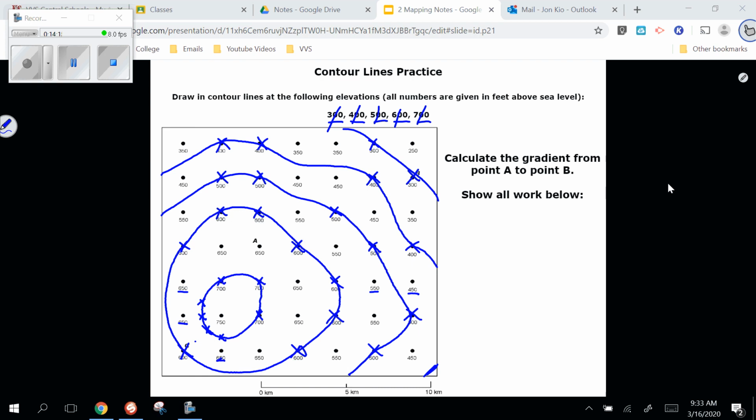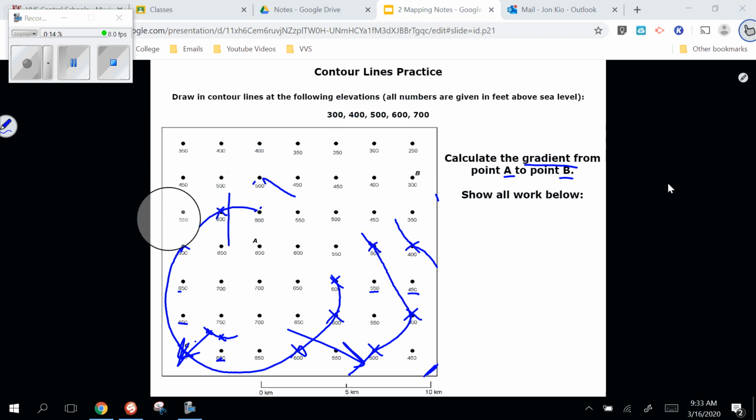All right. Here's the peak of our hill. And as you move out in all directions, doesn't matter which direction you go, notice it's going downhill. Okay, so that's the peak. All right, so now we're going to calculate gradient from point A to point B. Let me clear up a little space here so we can see what we're doing.